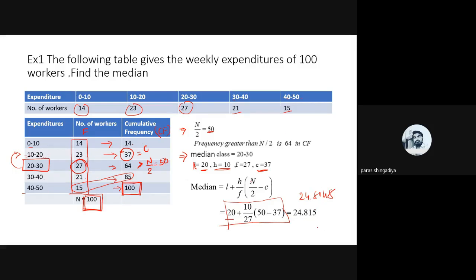In the next step, we'll verify this answer. How can we verify it? This answer should be in between the median class, and here the median class is 20 to 30. So your answer should be in between 20 to 30. If you get the answer 34.815, then it is incorrect. If you get 14.815, then it is also incorrect. Clear? It should be in between the boundary, in the range, and the range here is 20 to 30. This way we can check the median for continuous frequency data. Is the procedure clear? Is there any doubt, any query?